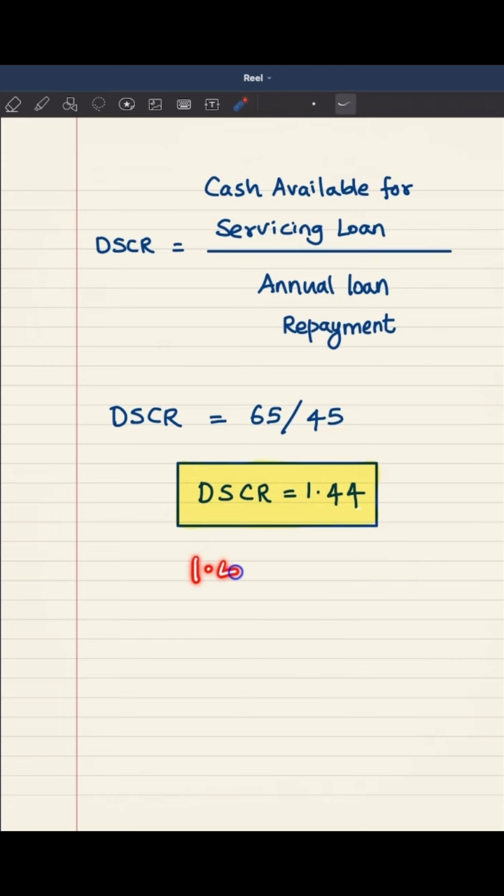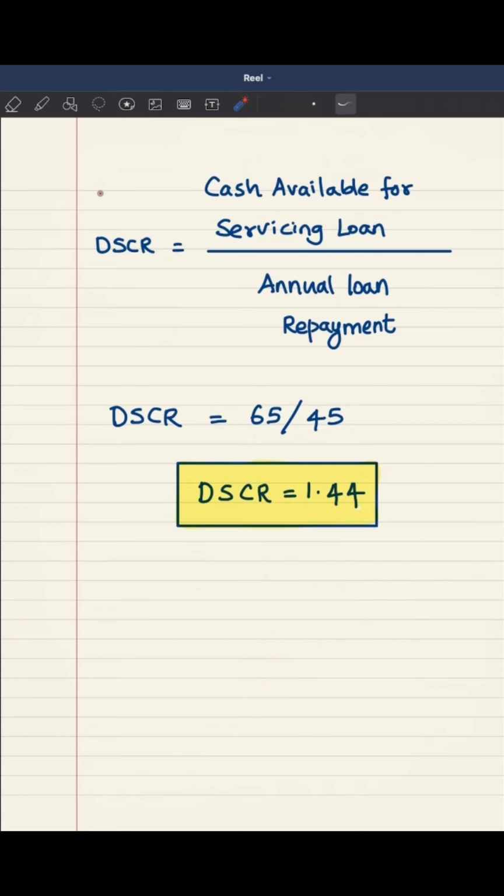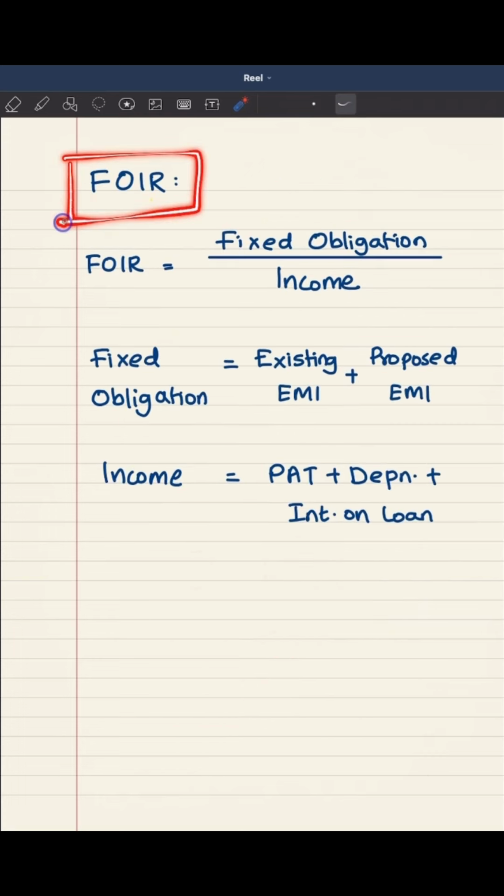That is 1 rupee 44 is the cash profit available, of which 1 rupee will be used for repayment and they are still left with 44 paise surplus, and this surplus can be used by the entity for supporting the business. So basically it will go for working capital and it can also be used for paying returns to the owners in the form of dividends. So that's about DSCR. Now let us also understand FOIR.